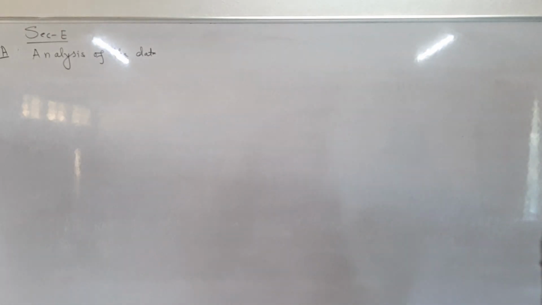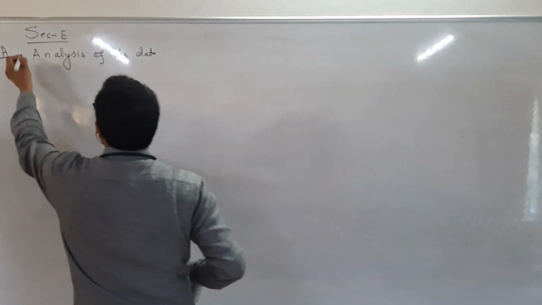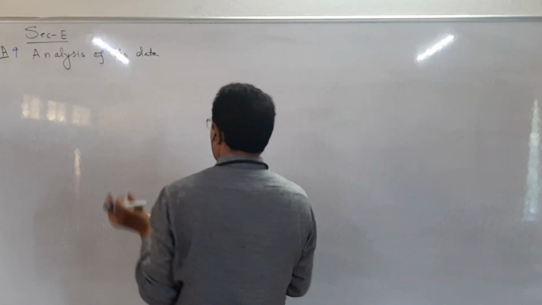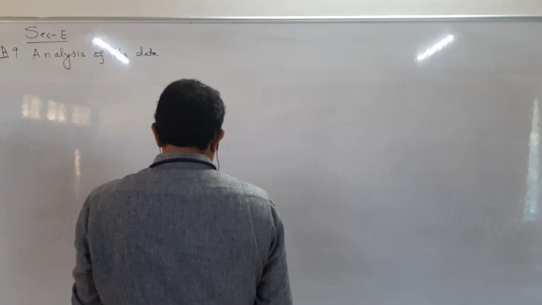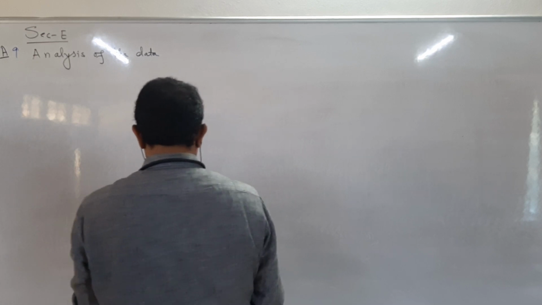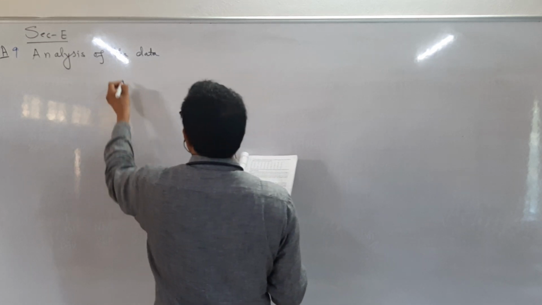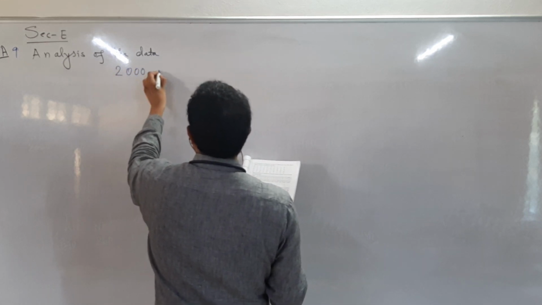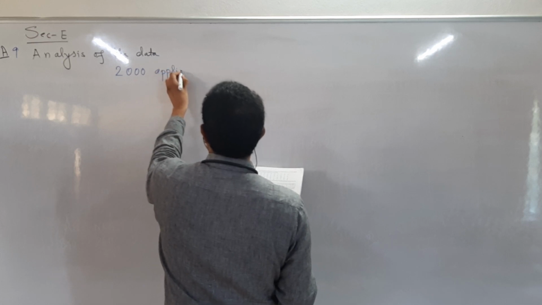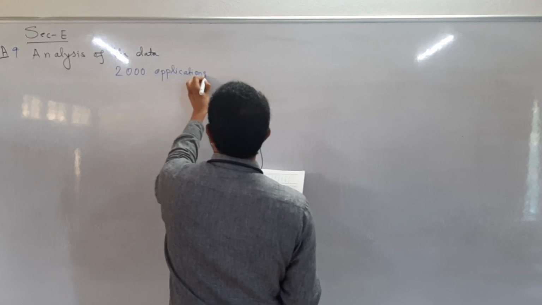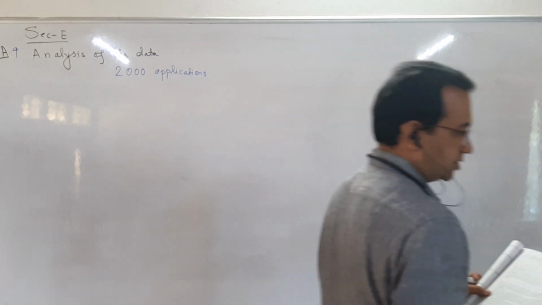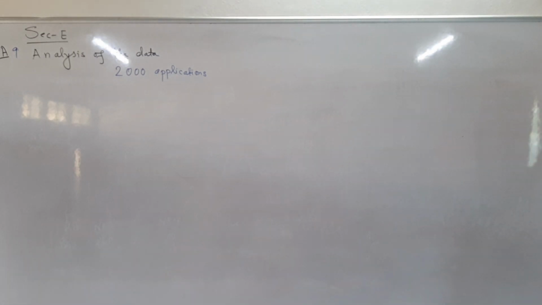Yes, students, answer 9. Represent the following data in an appropriate tabular form. So answer 9, analysis of the data. A bank receives 2000 applications as a response to a job advertisement. So total applications were 2000. Total applications was, students, 2000.